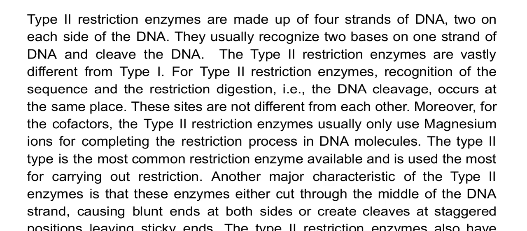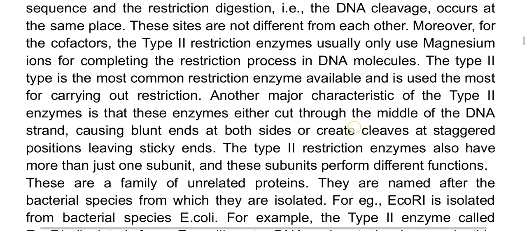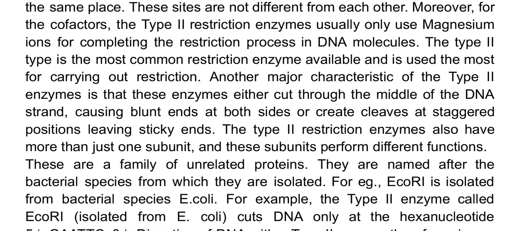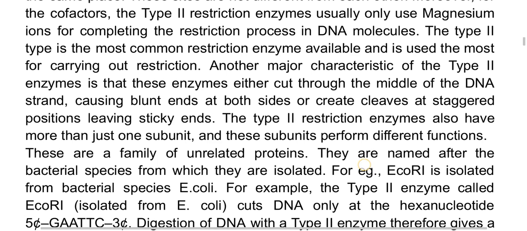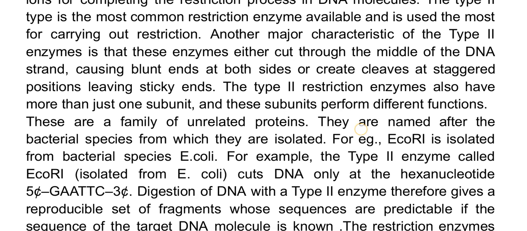Moreover, for the cofactors, the type 2 restriction enzymes usually only use magnesium ions for completing the restriction process in DNA molecules. The type 2 type is the most common restriction enzyme available and it is used the most for carrying out restriction. Another major characteristic of the type 2 enzyme is that these enzymes either cut through the middle of the DNA strand, causing blunt ends at both sides, or create cleaves at staggered positions, leaving sticky ends. The type 2 restriction enzymes also have more than just one subunit, and the subunits perform several functions.